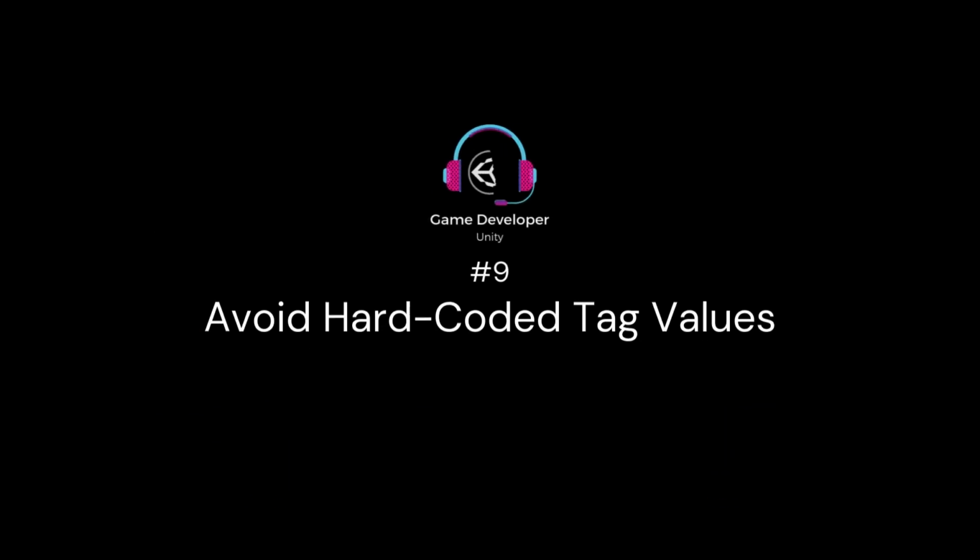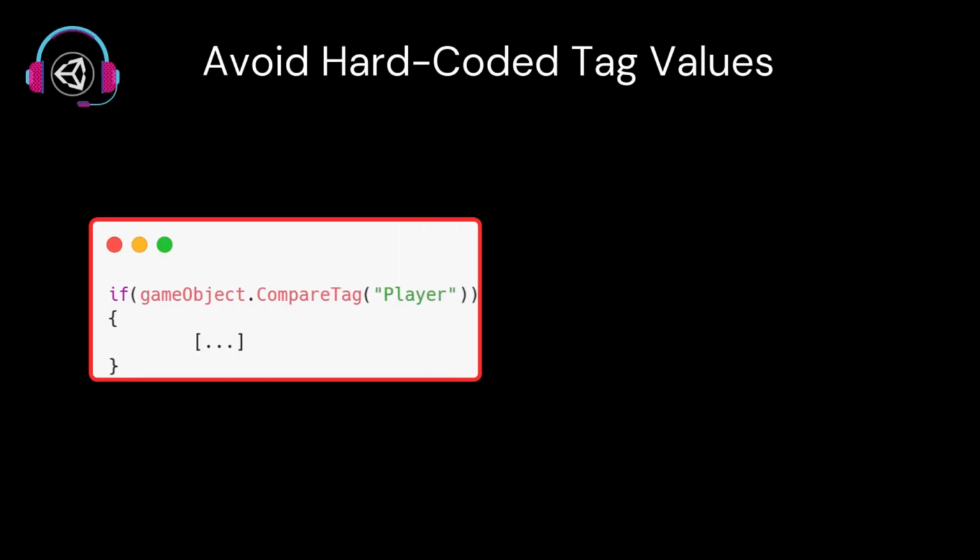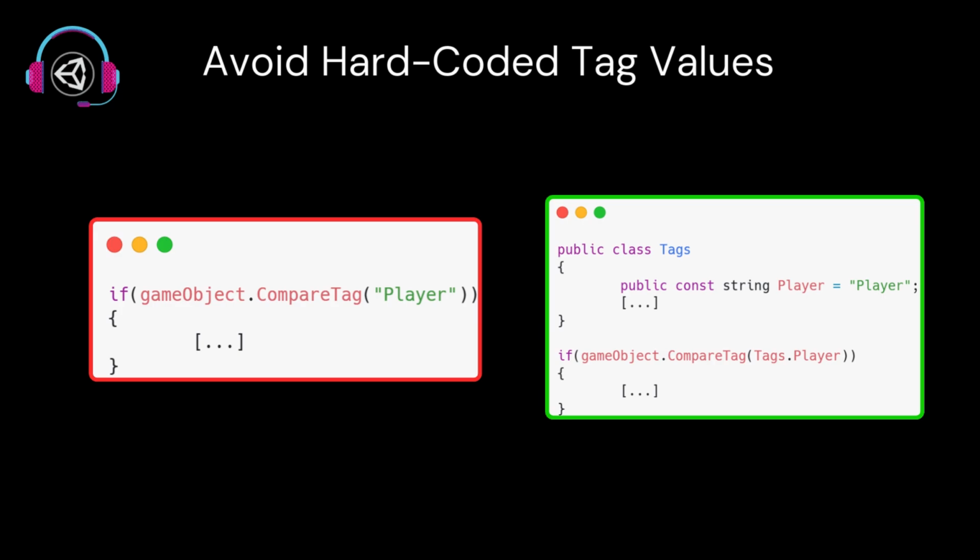Tip number 9: avoid hard-coded tag values. Instead of writing tag names directly, store them in a constant class to avoid typos. Avoid hard-coded values for tags. This is because hard-coded values restrict the scalability and robustness of your game. For example, with tag names, if you refer to the names directly by strings, you cannot easily modify them. Therefore, you are potentially exposed to spelling errors. You can improve the preceding code by implementing a special class for tags that exposes public constant strings.